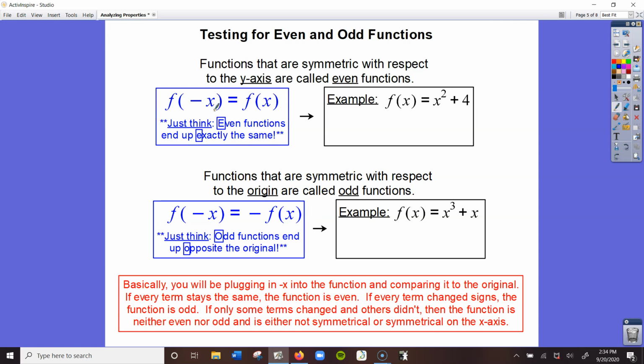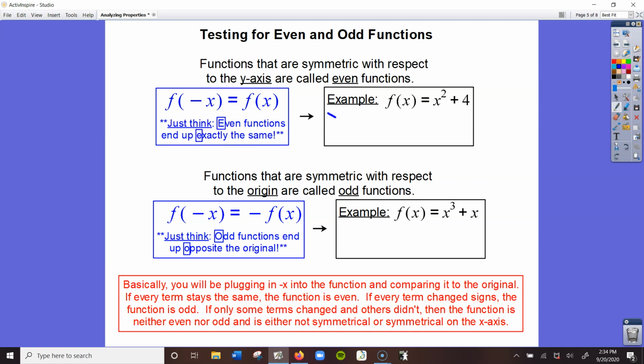Now you see here I put what helps me remember, E and E. E for even, E for exactly the same. So if you plug in negative x and you end up with a function that looks exactly the same as your original, it is an even function.